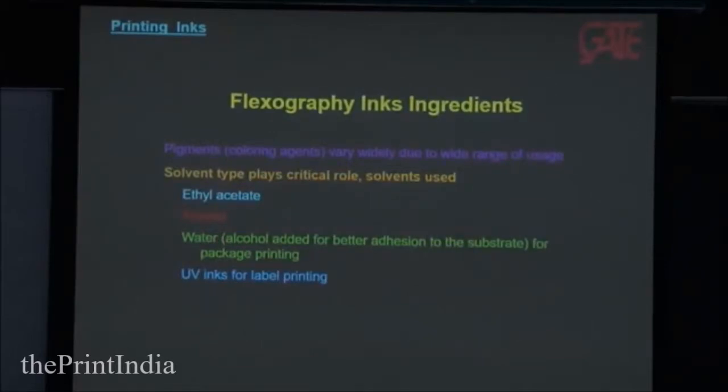Flexography ingredients: pigments, or in some inks we also use dyes. Solvent type plays a critical role. Solvents used are ethyl acetate and alcohol. Water-based inks also need a certain amount of alcohol, I mean a small percentage of alcohol, otherwise it doesn't work properly. Also you need a longer drying system if you are using water-based inks. UV inks are paste inks for label printing.